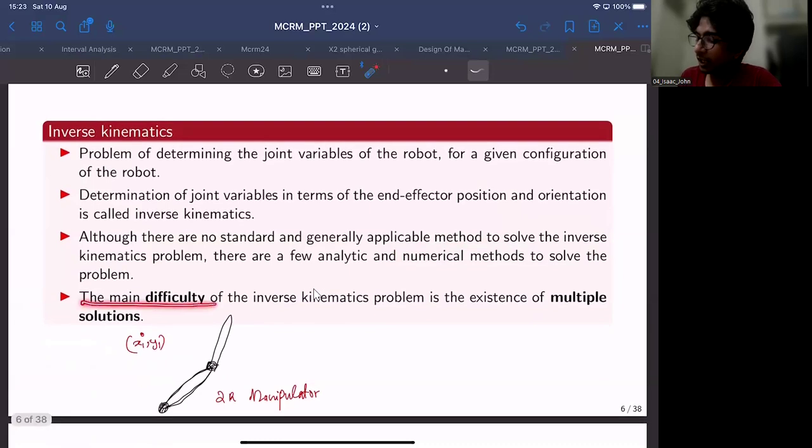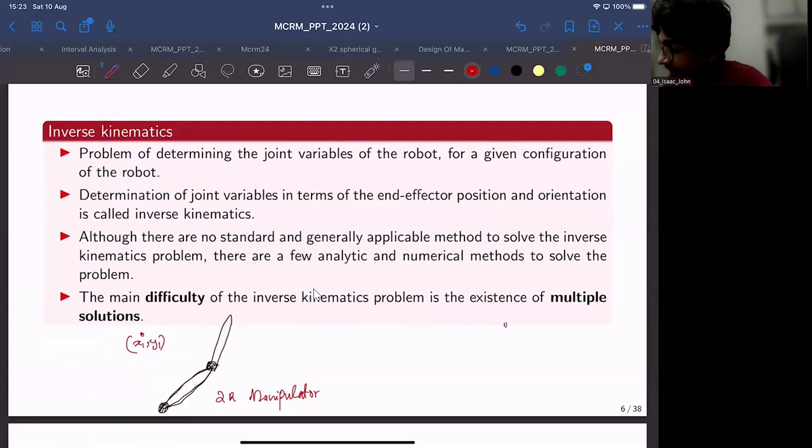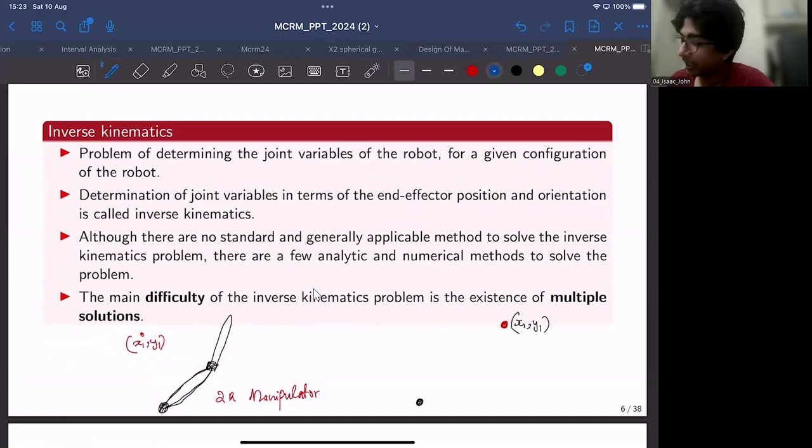The main difficulty of the inverse kinematics problem is the existence of multiple solutions. For example, in this case itself, you can have multiple solutions, right? I'll demonstrate this with one example. If this is the target point that you want to reach, x1 and y1, and if this is the base of the robotic manipulator, it can reach the end position by 2 approaches. One would be like this. This would be one position, right? It can also achieve this position using another configuration, right? This is the second solution.